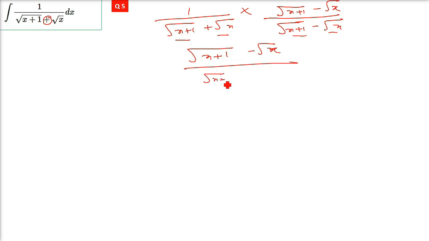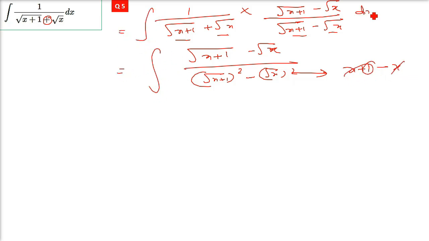And the denominator will be a² − b², that is (√(x+1))² − (√x)². So (√(x+1))² is x + 1. (√x)² will be x, gets cancelled, you get 1. Now this integration will be like this. You have a dx here. So what will be the final thing?